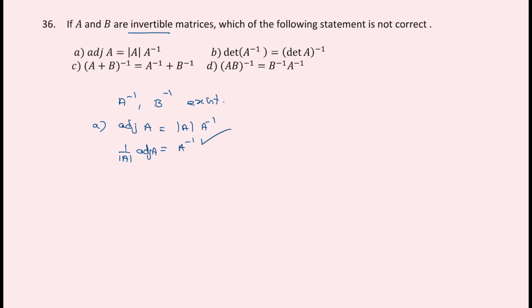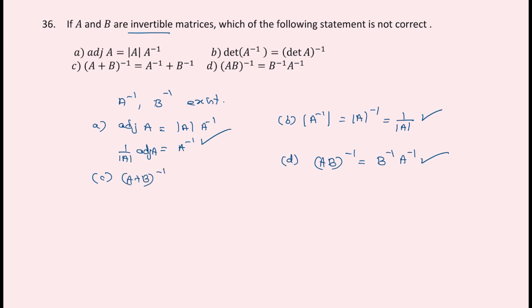So this is correct. Now option B is determinant value of A inverse, we can write this as determinant of A whole power minus 1, which is 1 by determinant of A. This is also correct. D option, AB the whole inverse, the reversal law, B inverse times A inverse. This is also correct. Therefore, C must be incorrect. A plus B the whole inverse is not equal to A inverse plus B inverse. So this is the incorrect answer. So the answer is C.